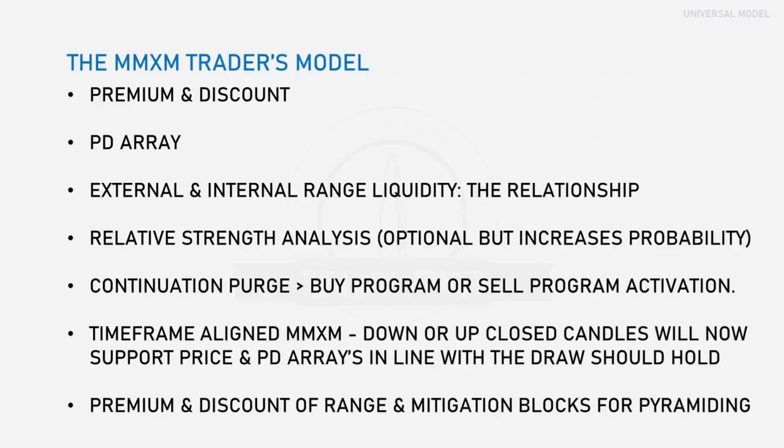It works on Forex, it works on index futures, it works on stocks, and it even works on crypto. The MMXM traders model. So we're going to go over a few points on this. We've got that premium and discount levels, right? The PD arrays, external and internal range liquidity and the relationship between them. Then relative strength analysis. This is optional, but it will increase your probabilities. Then continuation purge, so a buy program or a sell program activation. Then time frame alignment with the market maker models, right? Down or up close candles will now support price, and PD arrays in line with the draw should hold. And then eventually premium and discount of the range and that mitigation blocks for pyramiding your trades.